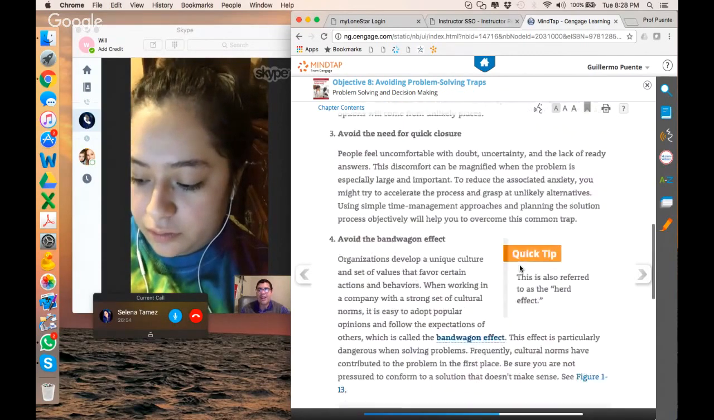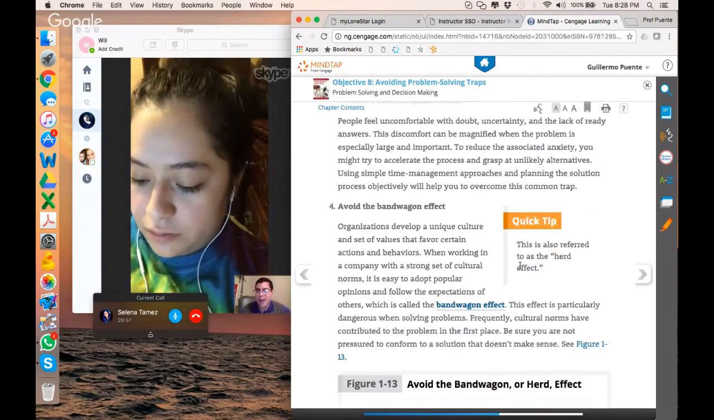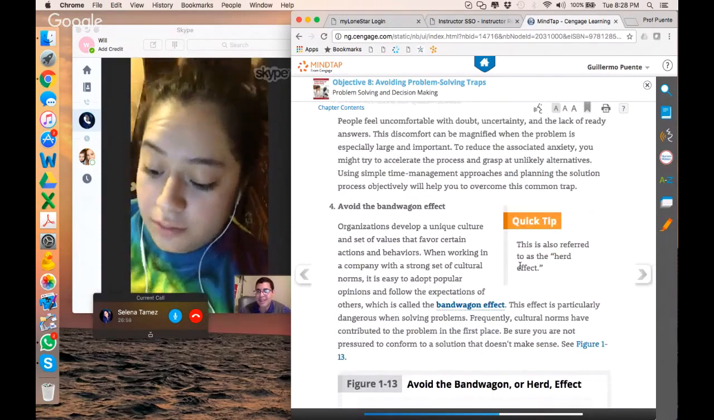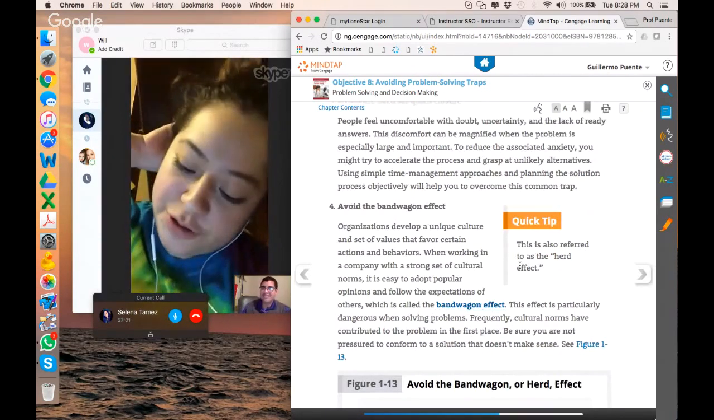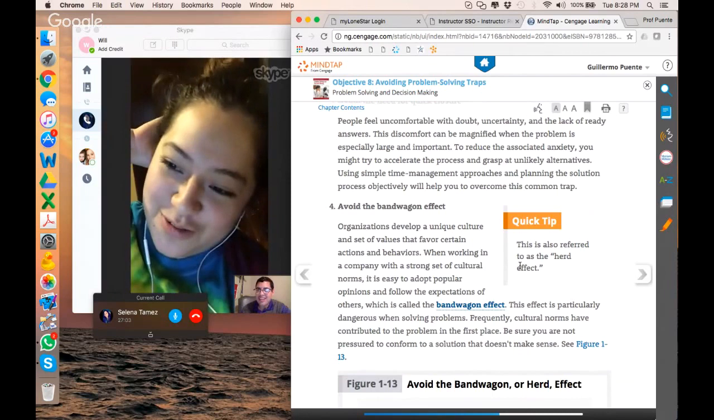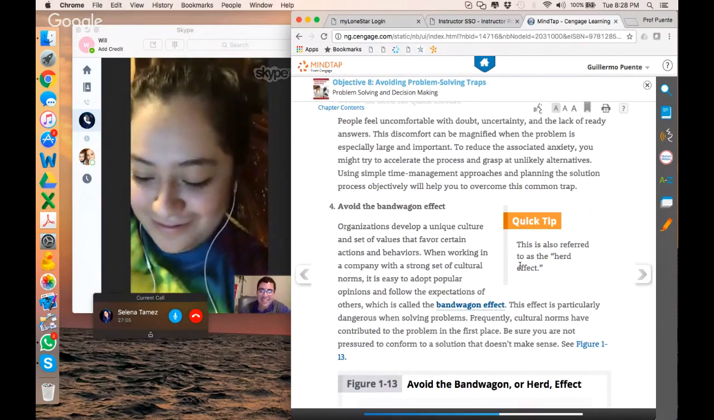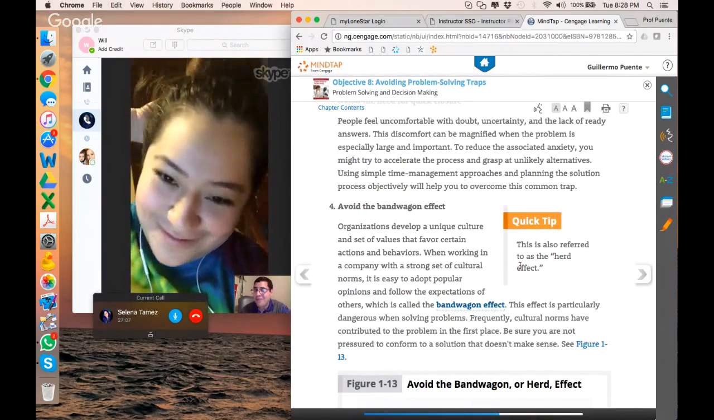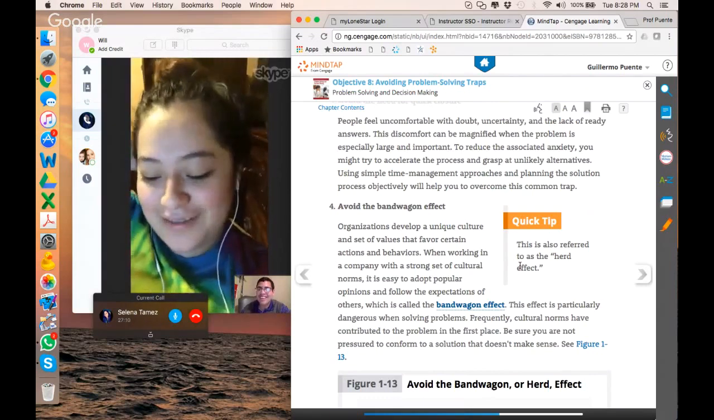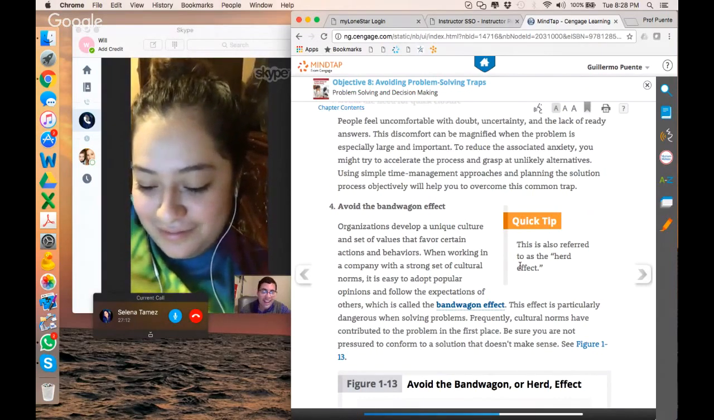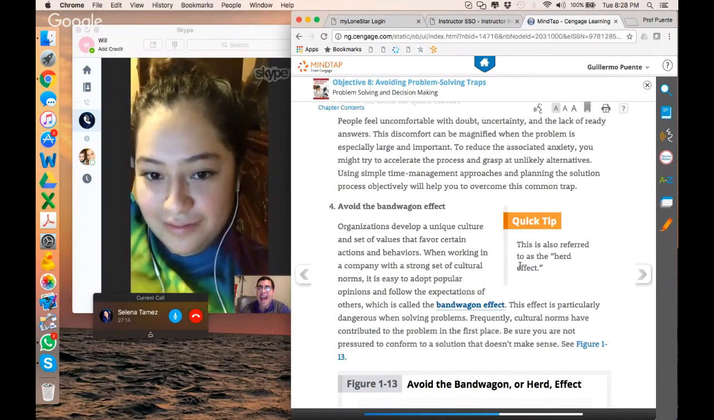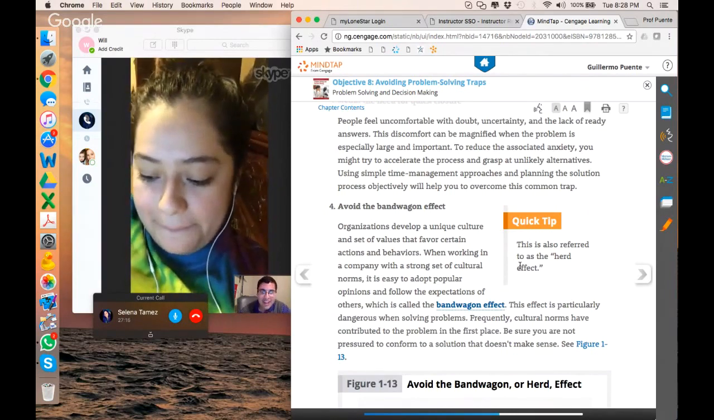And then how about number 4? Avoid the bandwagon effect. What do you think about that, Selena? Followers. A lot of Cowboy fans out there. Sorry for the Cowboy fans, but there were a lot of Cowboy fans this year, right? They love the bandwagon.